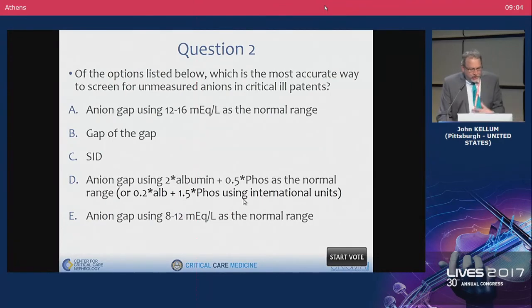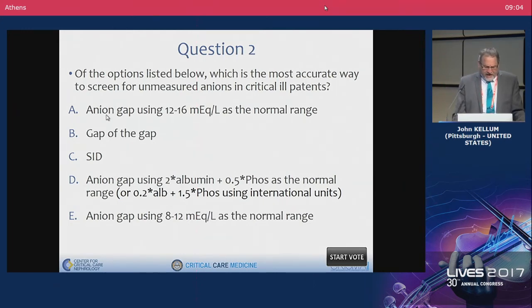So question 2 is, of the options listed below, which is the most accurate way to screen unmeasured ions? So we're going to move from the easy stuff, what happens when you dilute blood plasma with crystalloid, and we're going to talk about things that are harder to measure. These are unmeasured anions, and I'm going to show you how the various approaches to this acid-base physiology allow you to understand what's happening there.